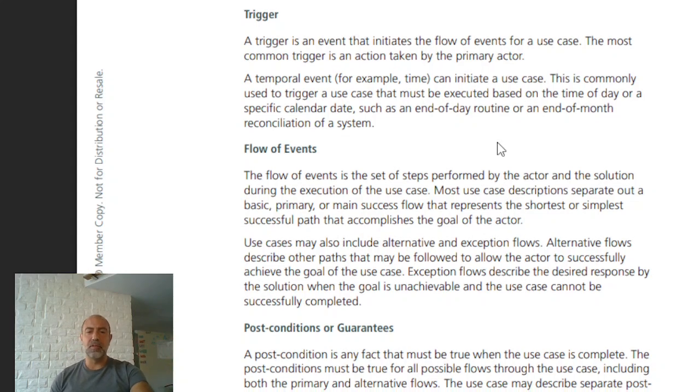A temporal event, for example, time can initiate a use case. This is commonly used to trigger a use case. Like every day at 3 o'clock, for example, or 1 o'clock, we go for lunch, right? Such as end of day routine and end of month reconciliation of a system.